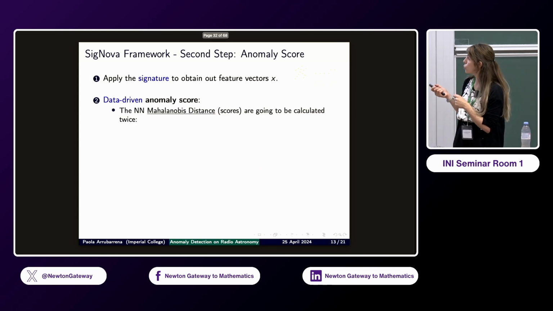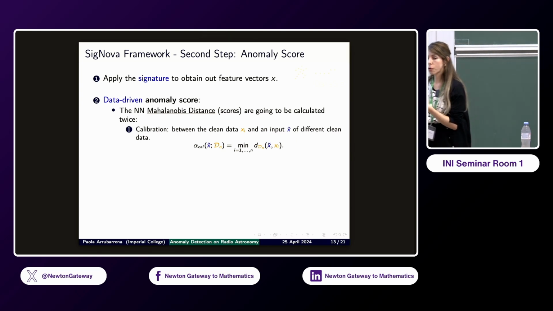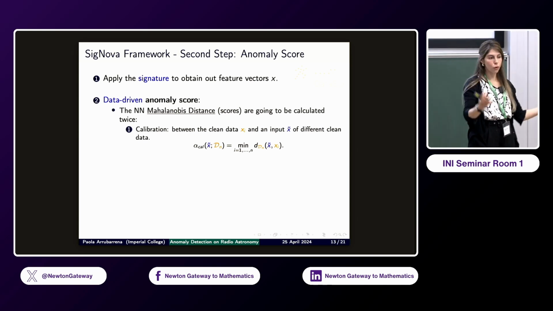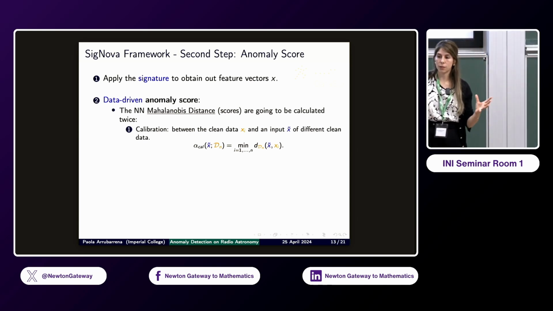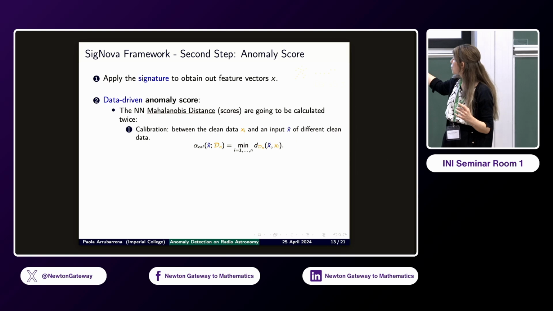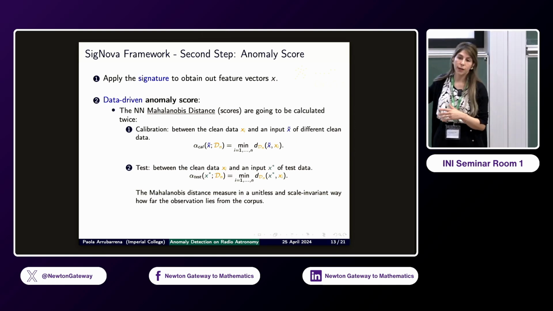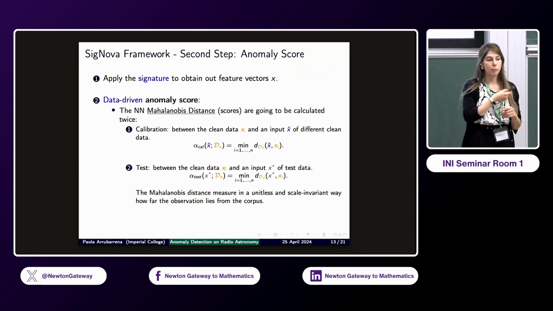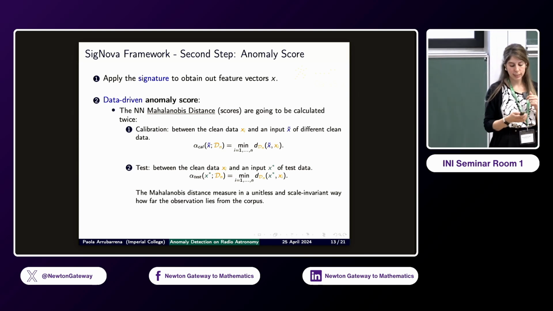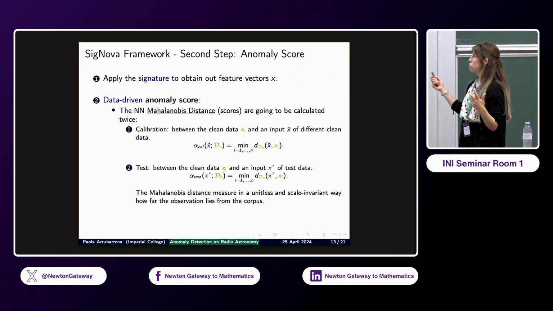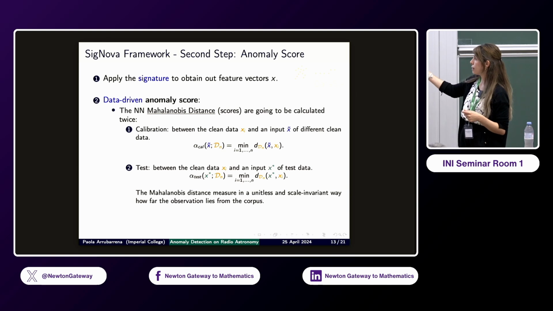We're going to do this twice. First, to get calibration scores, I calculate this minimum Mahalanobis distance between my corpus of normal clean data and another set of clean data. And then I do it again with the same corpus of clean data, but calculating the minimum Mahalanobis distance with my test data set. Like this, I'm going to have two sets of scores: calibration and test scores.